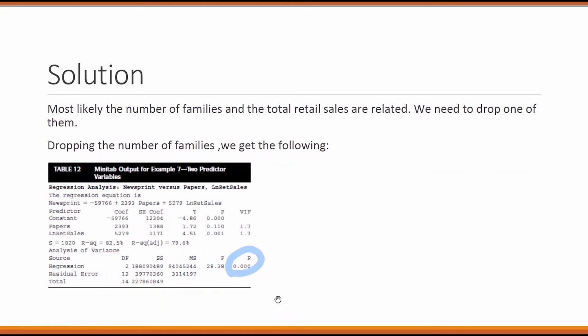We're going to go to the p-values for the t-test. And this time you can see that retail sales is highly significant, with a p-value of 0.001. That means retail sales is highly correlated with newspaper consumption, which makes sense. But still, the number of papers in the city is still not significant, meaning that this variable is not highly correlated with Y. Now, in terms of VIF, okay, it turns out to be 1.7 this time.